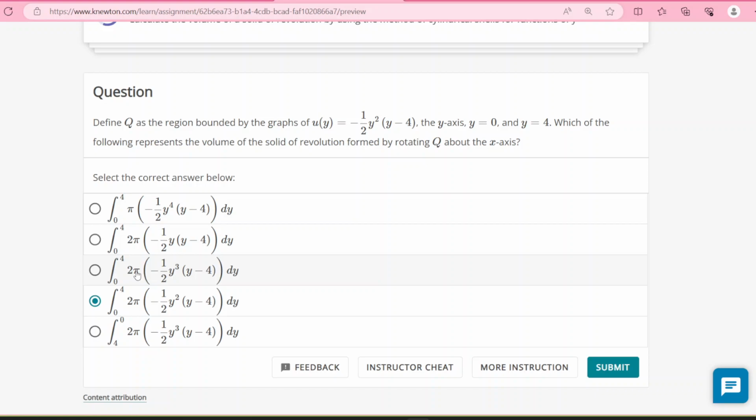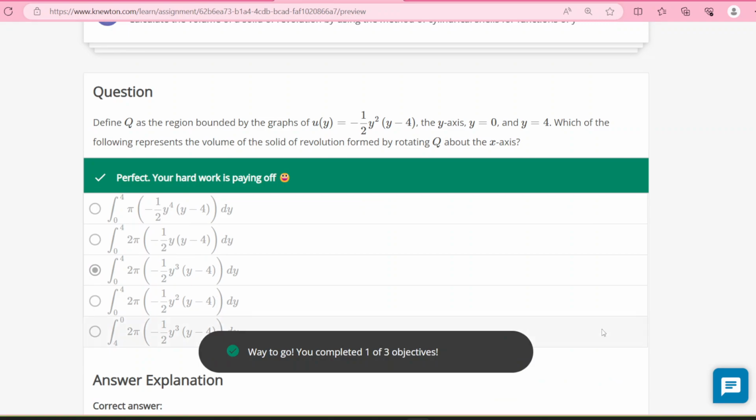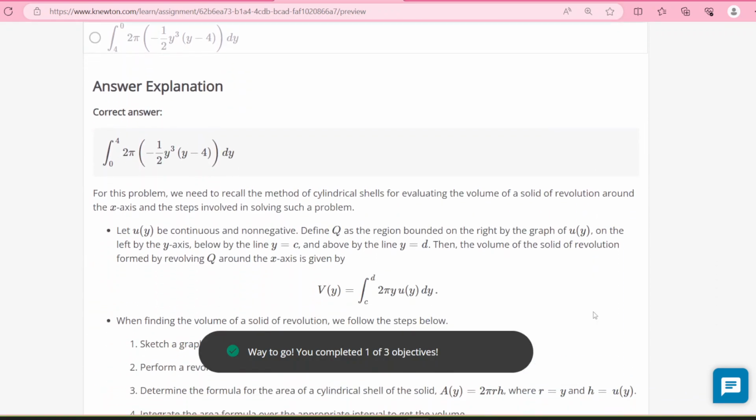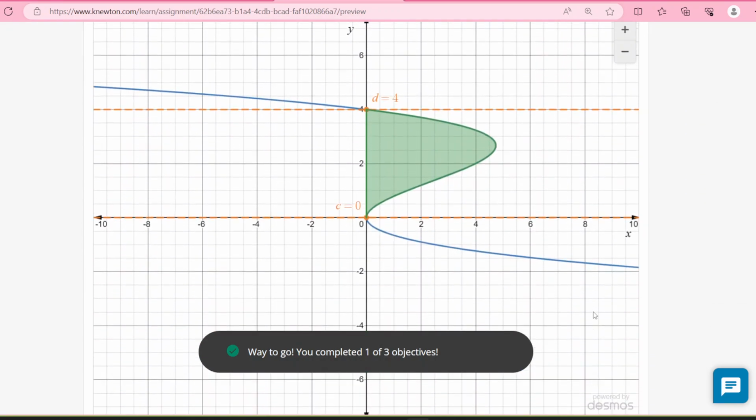Okay, here we go. I had 2 pi y, then they multiplied the y and the y squared to make y cubed. All right, so it's this one, sorry, third option. 0 to 4, and then 2 pi y, but then times negative 1/2 y squared I had, right? So that'd be negative 1/2 y cubed, then times the y minus 4, right? And then dy, right? This is your circumference times height times thickness. Great.